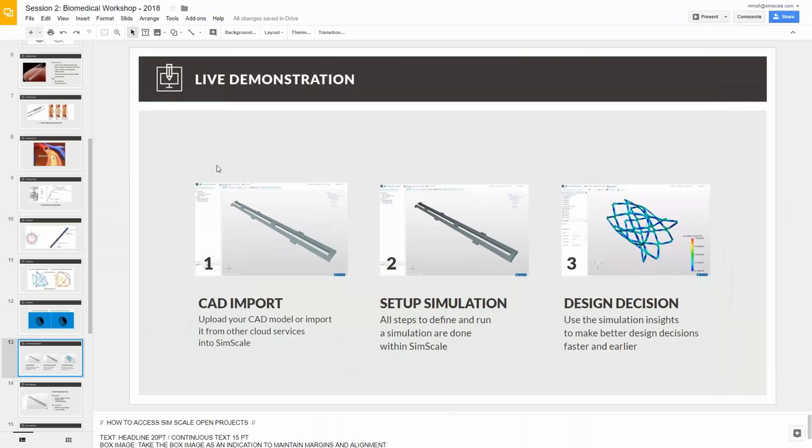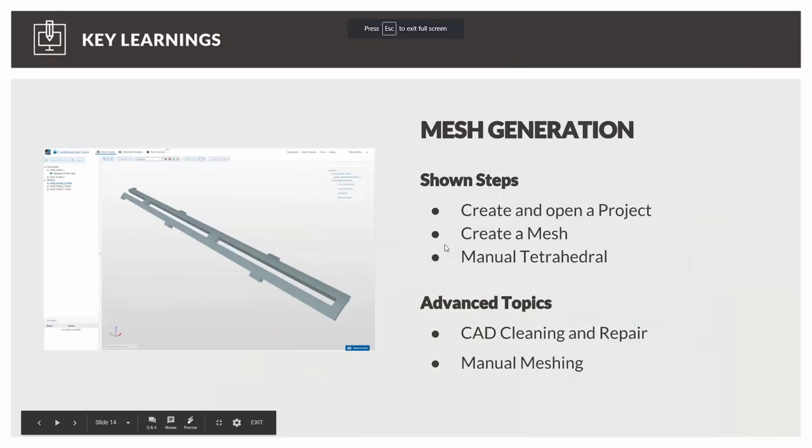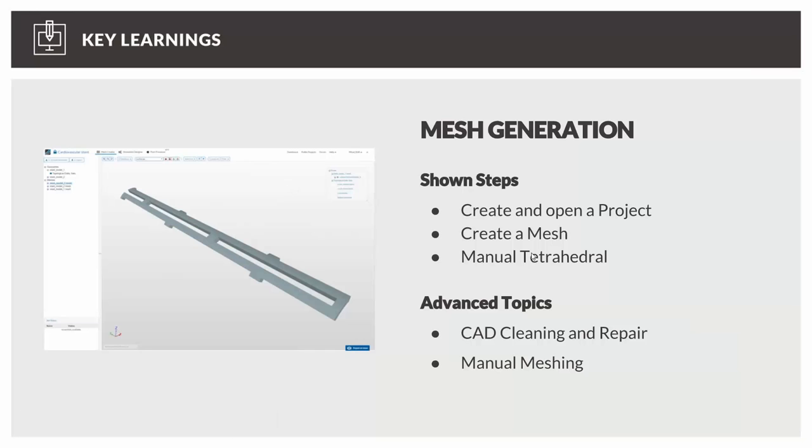Okay, then. Yes, and I'm not going to do a live demonstration this time, but later I will send you a step-by-step tutorial. And as I mentioned, the most important steps are: you need to create a new project, create the mesh, and very important, do a manual tetrahedral mesh in order to have full control over element sizing and order of the elements. There are also some advanced topics which we will not talk about today.